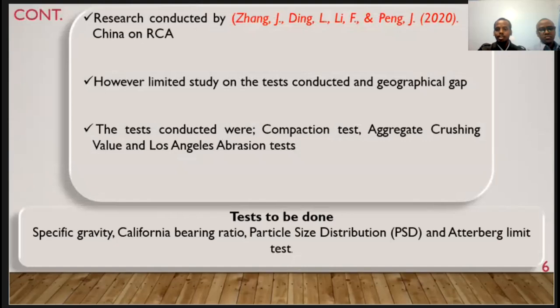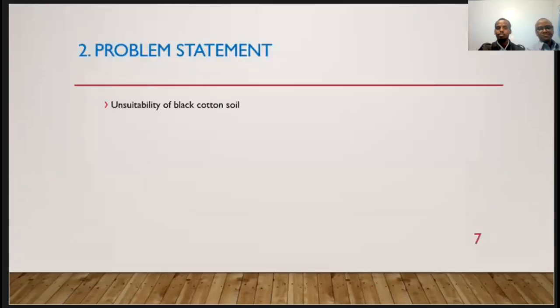The tests to be carried out in order to satisfy all the engineering properties of RCA as a material for road construction are, so we did more tests. The tests were the specific gravity, the California bearing ratio, the particle size distribution, and the Atterberg limit test.